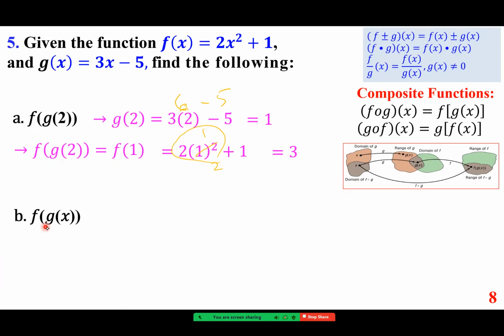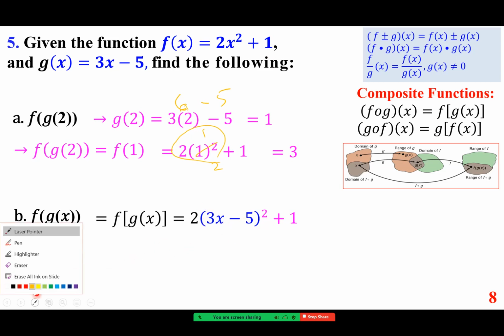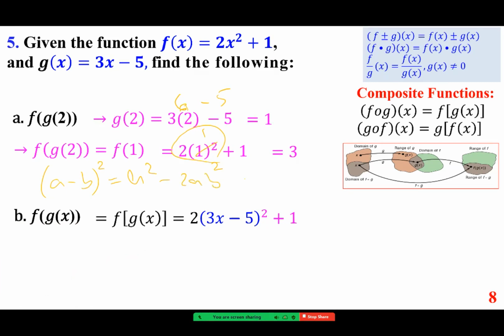F of g of x. That means into the x, replace the g. So let's replace this x with 3x minus 5: 2 times the quantity 3x minus 5 squared plus 1. We're going to square this, and I'm going to remind you again, a minus b squared is a squared minus 2ab plus b squared.